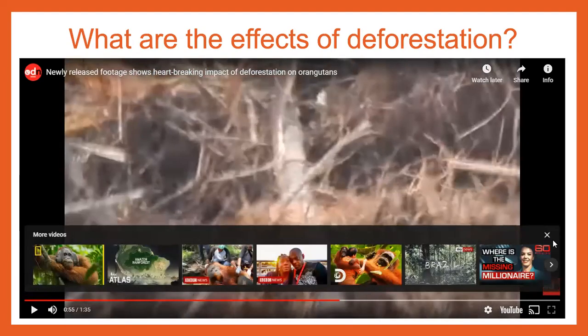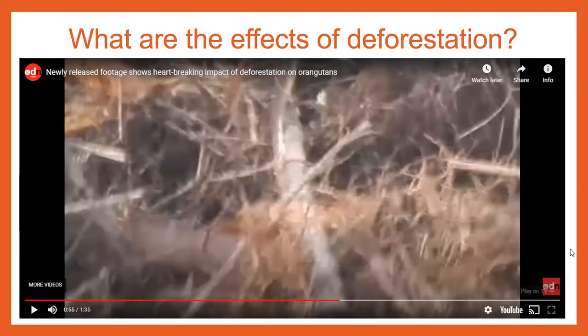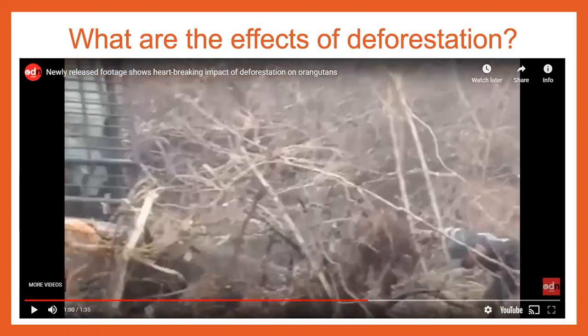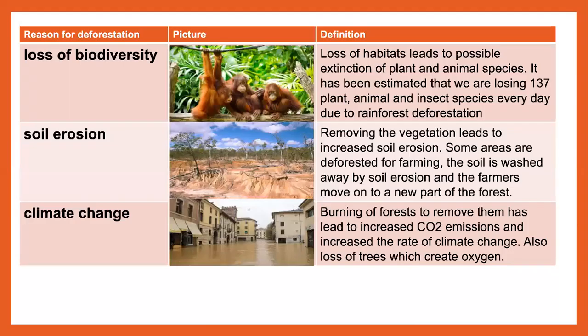So we're going to stop the video there. We can see in this video that the orangutan has unfortunately lost its home due to deforestation. Because the trees are being cut down, natural habitats are being lost, which means that levels of biodiversity are decreasing. So there is a serious loss of biodiversity when deforestation happens. Now, this includes loss of habitats that leads to possible animal extinction or plant extinction.